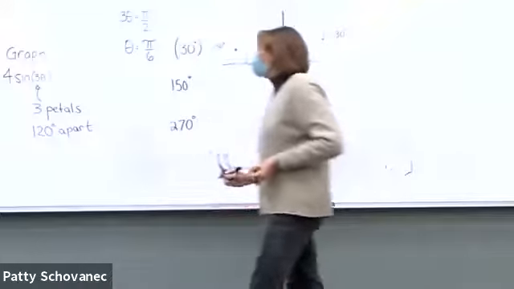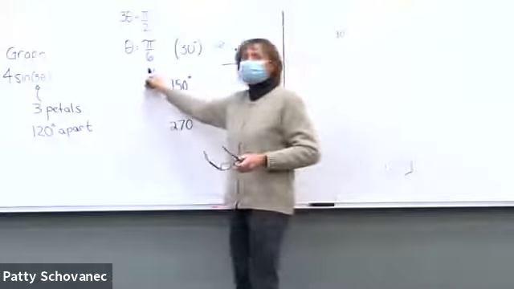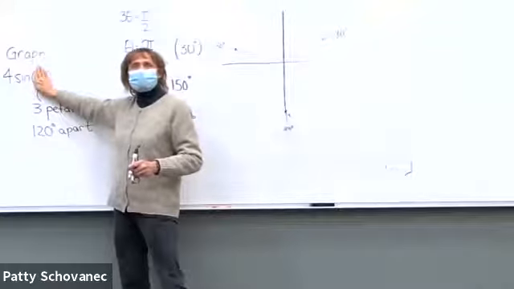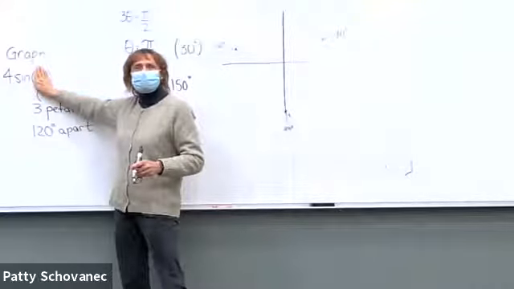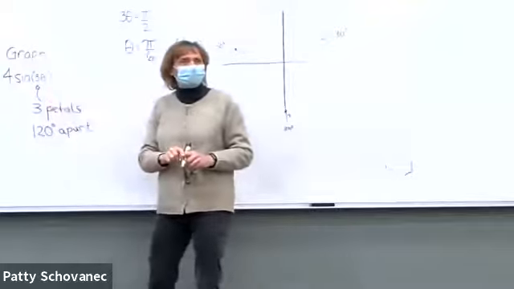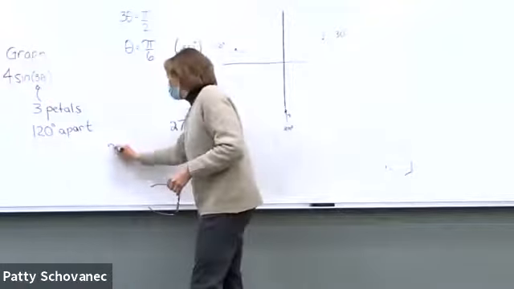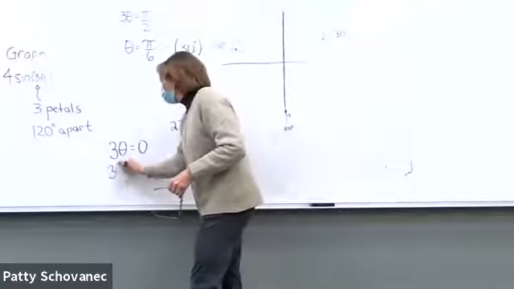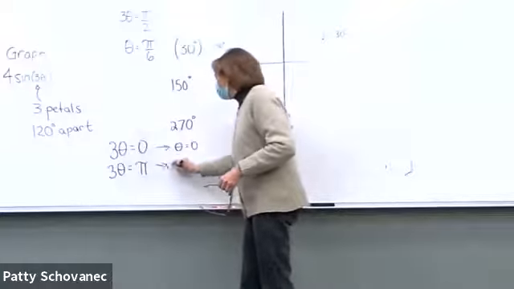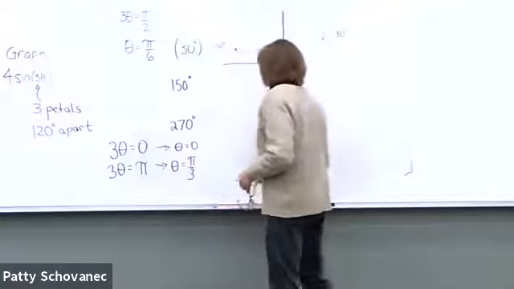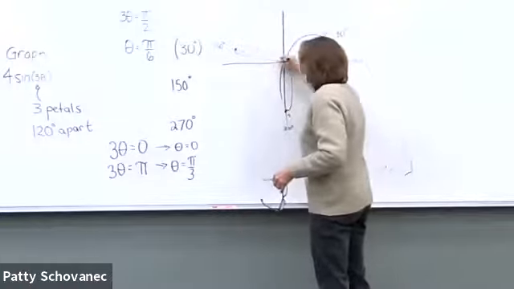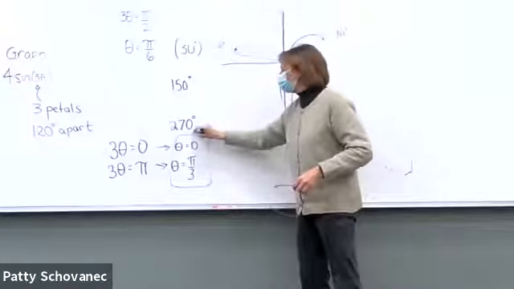Now, if I were to ask you to find the area, we need to know where this particular petal closes. So in other words, I need adjacent angles around pi over 6 for which the sine is 0. So give me 2 angles that make the sine 0. 0 and pi. So we need to set 3 theta equal to 0 and 3 theta equal to pi. So the petal closes at theta is 0, and at theta is pi over 3. So there's your bounds.